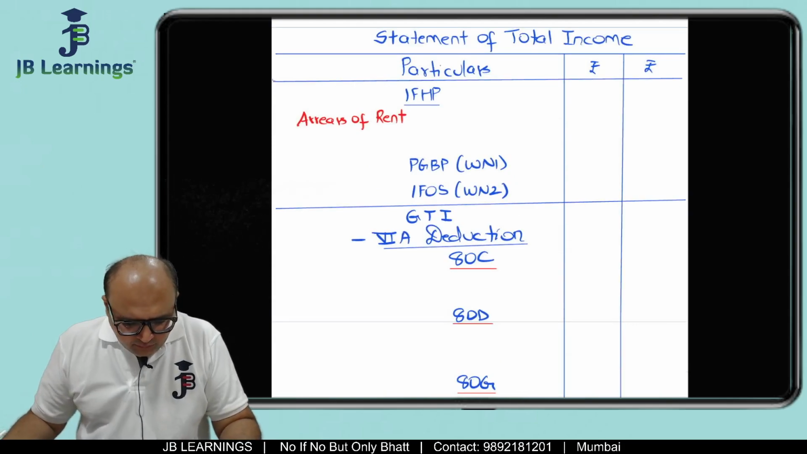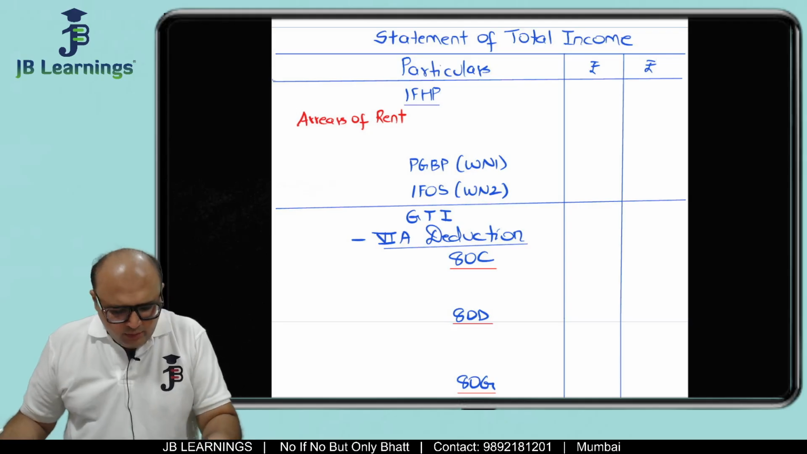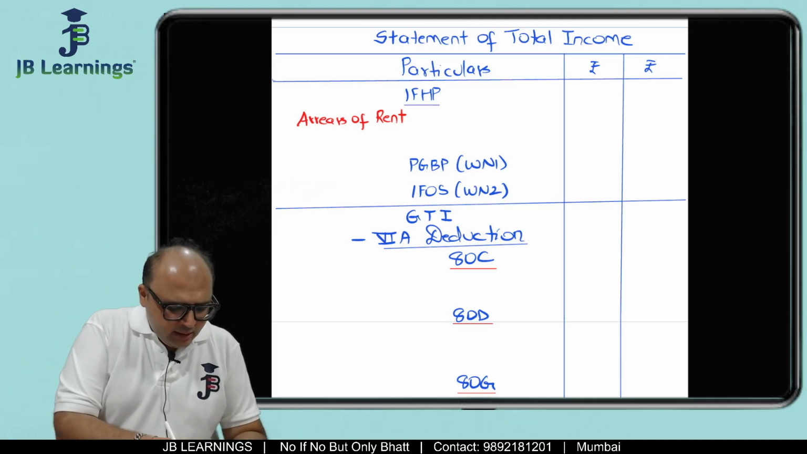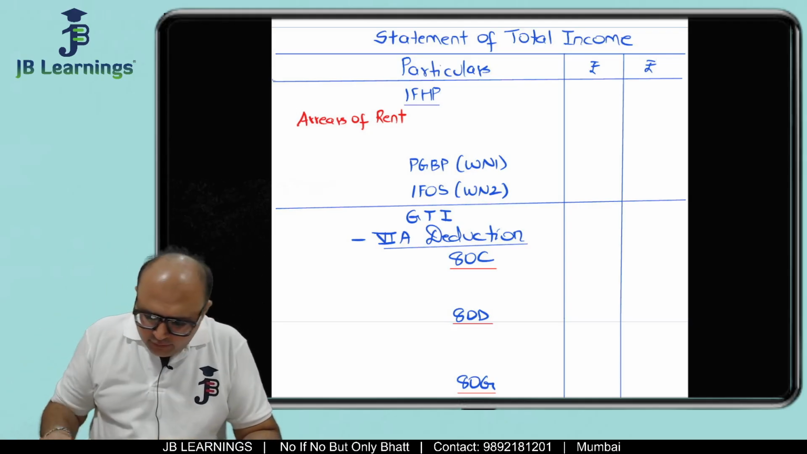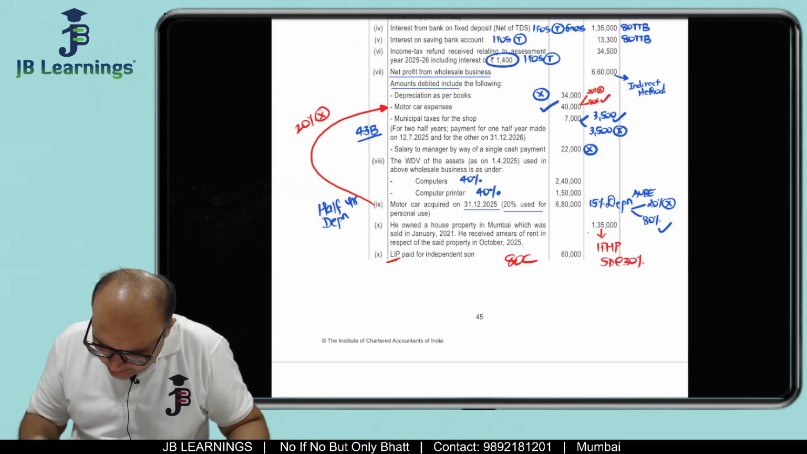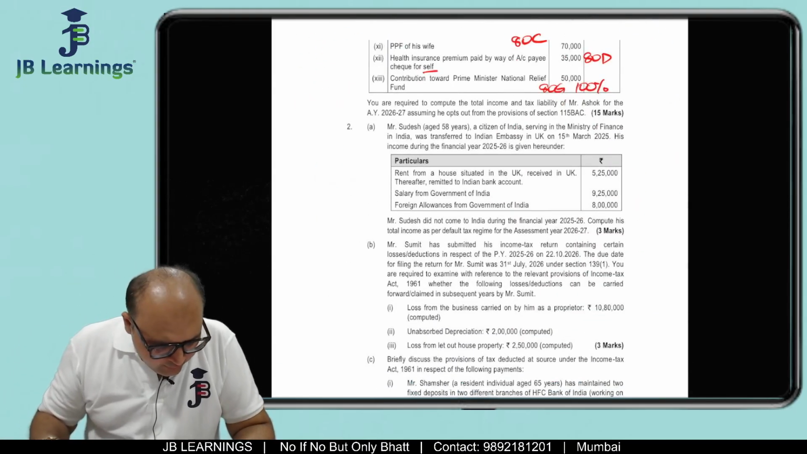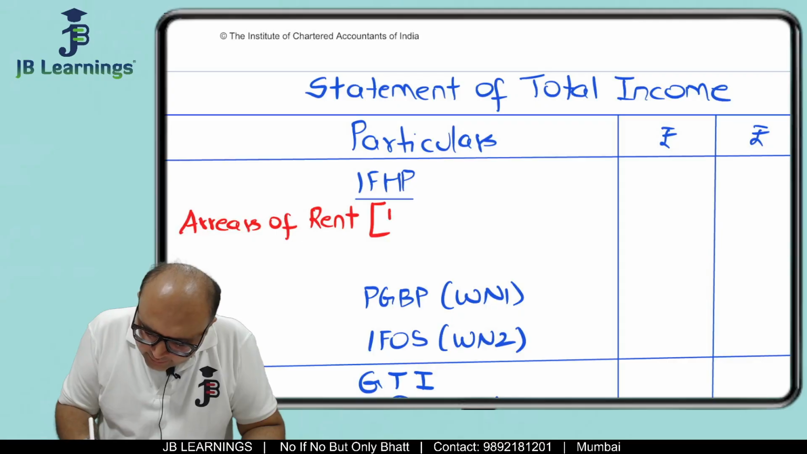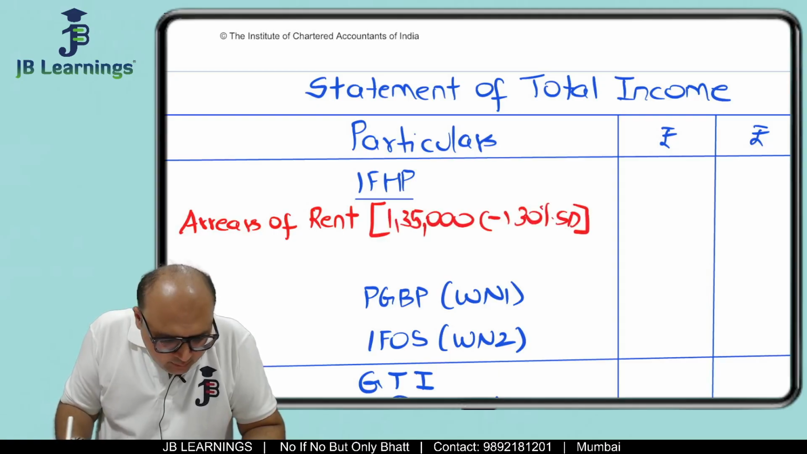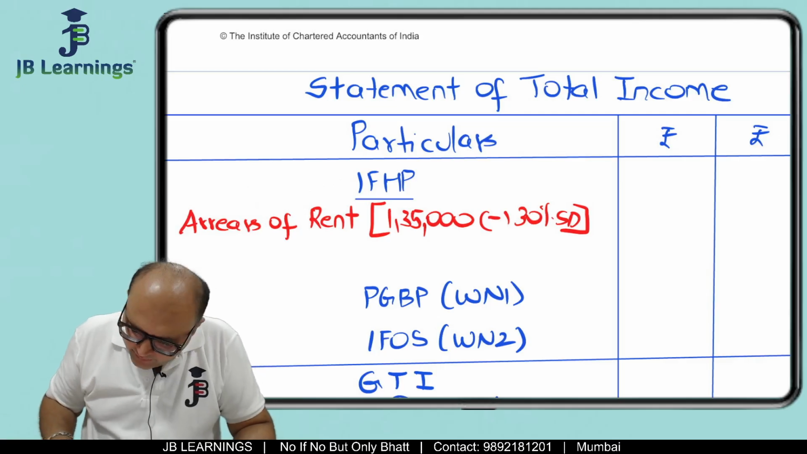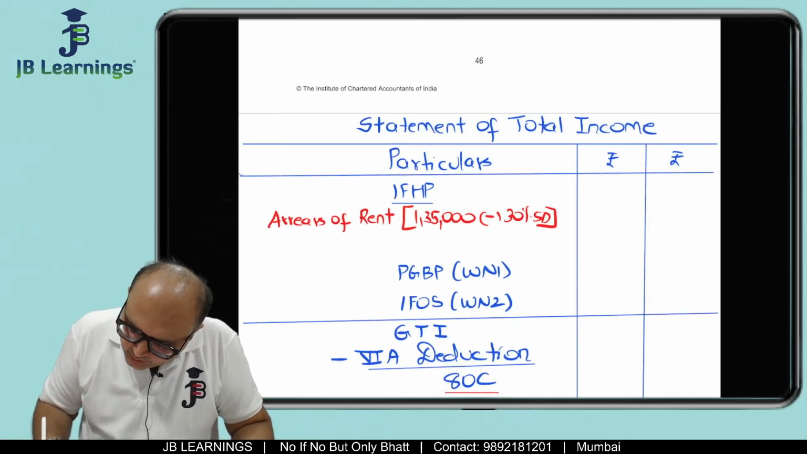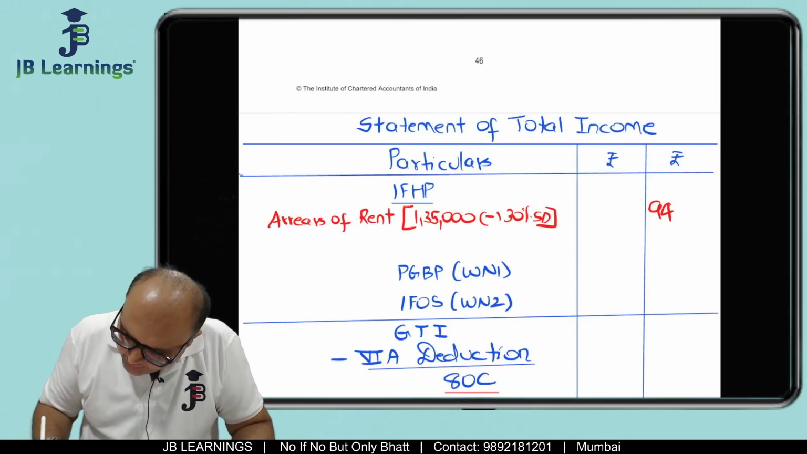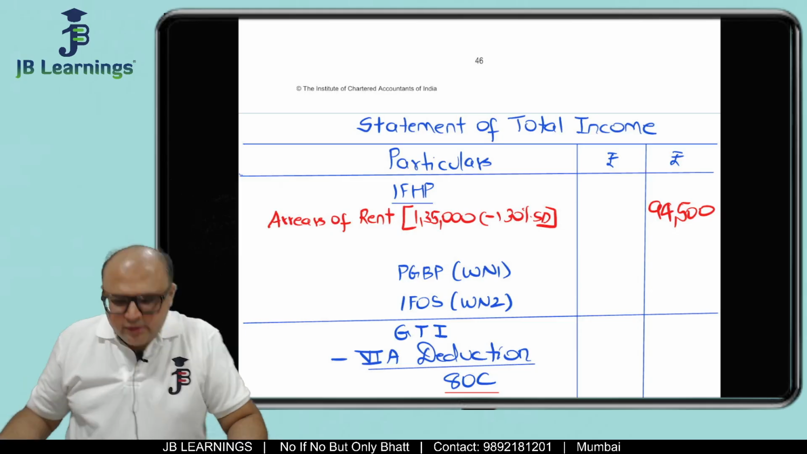Now friends, the very first adjustment over here, I will also open my notes. Okay, so the very first adjustment over here is about house property. So house property is 1,35,000, correct? So what you are supposed to do is, from 1,35,000 you have to take 30% standard deduction. So 1,35,000 minus 30% standard deduction, so it would be 94,500. All right, so this is 94,500.